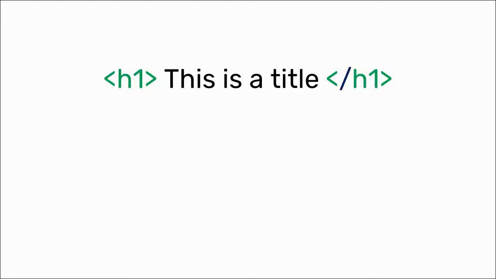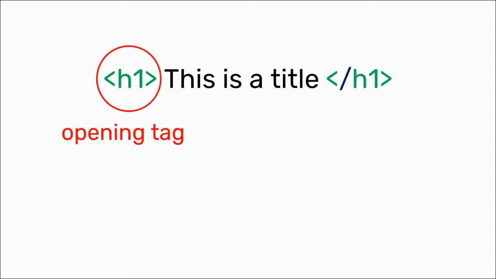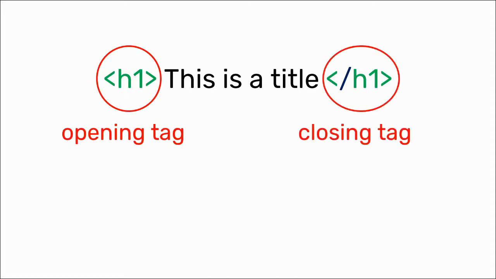Let's look at some examples. Here you can see a title which is wrapped into H1 tags. H1 stands for a heading, but we'll discuss this in more detail in a future video. Before the text you see the opening tag, and at the end of the text you see the closing tag. The difference is that the closing tag also contains a slash.